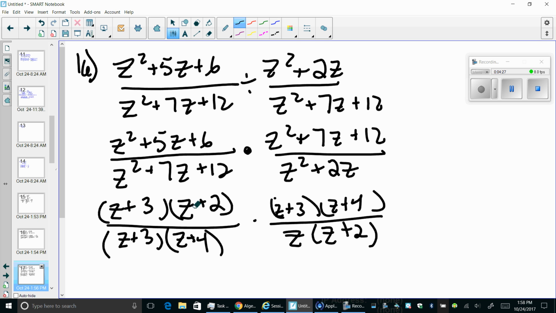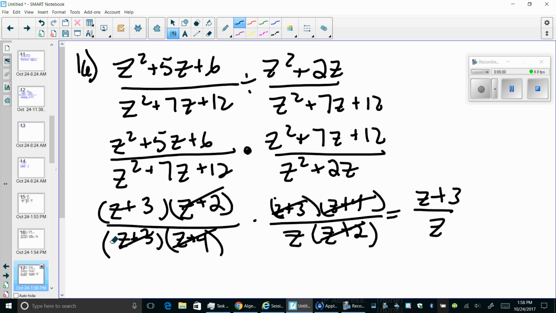The z squared plus 5z plus 6 factors as (z plus 3)(z plus 2). The z squared plus 7z plus 12 factors as (z plus 3)(z plus 4), both places. And then finally, the z squared plus 2z has a GCF of z. Cancel out anything that's the same. So z plus 3, z plus 4, z plus 3, z plus 4. Cancel those out. And then cancel out a z plus 2. And my answer is z plus 3 on the top and z on the bottom.